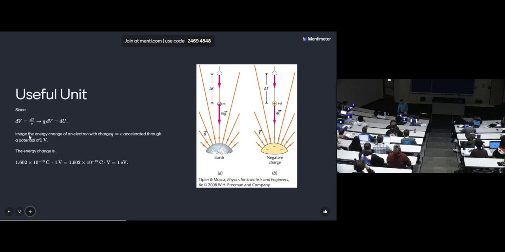And in this case, it's supposed to be imagine. Imagine the energy change of an electron with charge Q equals the elementary charge accelerated through a potential of 1 volt. The energy change is 1.602 times 10 to the minus 19 coulombs times 1 volt, or that's 1.602 times 10 to the minus 19 coulomb volts, which is equal to 1 eV. And what I should have out there too, a coulomb volt is the unit of energy, a joule.